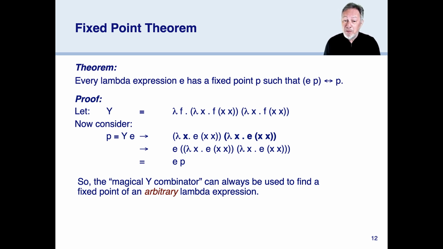Notice that we made no assumption whatsoever on E, what it looks like. So that means that this magical Y combinator can always be used to find a fixed point of an arbitrary lambda expression. For any E, Y E is convertible to E applied to Y of E.